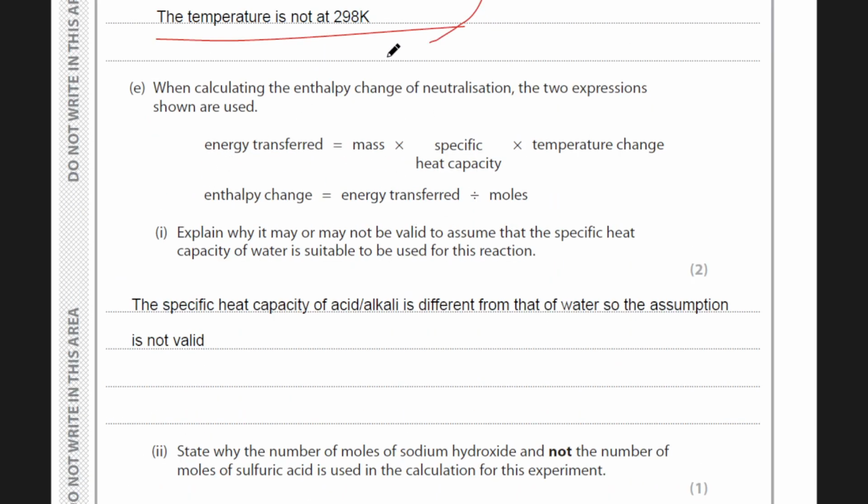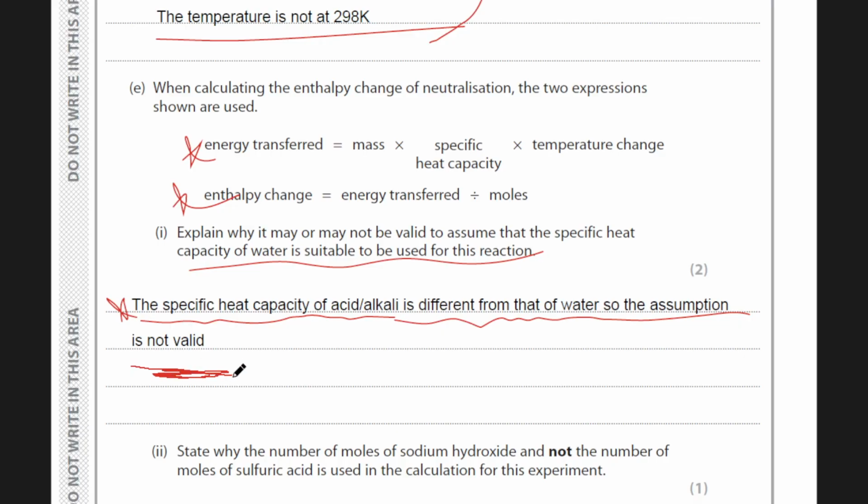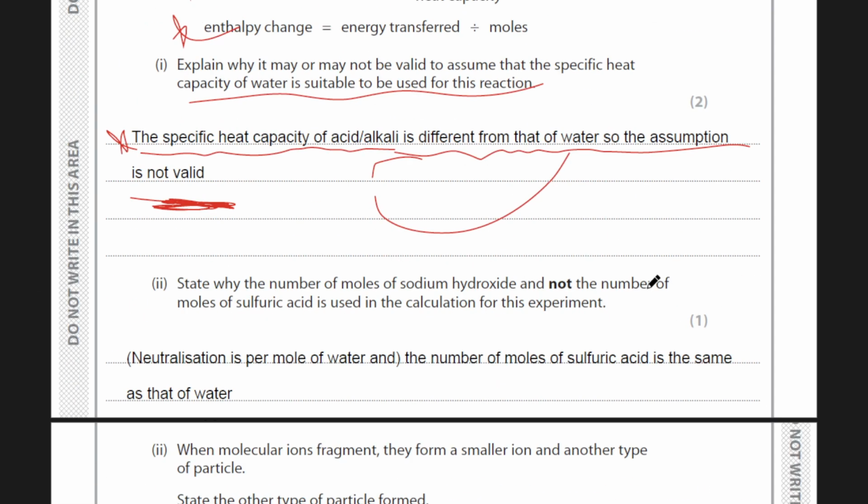Moving on, when calculating enthalpy change of neutralization, two expressions are shown to be used. As you can clearly see, the famous mcΔT and the enthalpy change formula, which is energy transfer divided by moles. Explain why it may not be valid to assume that the specific heat capacity of water is suitable to use for this reaction. Well, the specific heat capacity of acid or alkali is different from that of water, so the assumption is not valid. That is right. Since the mass and density of the solutions are different from water, the specific heat capacity is different for both.